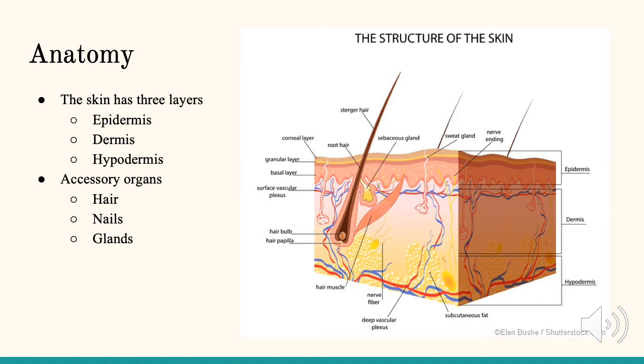I'm going to begin by talking about the components that make up your skin. Although it seems simple, the integumentary system has a complex anatomy. The skin has three layers: the epidermis, dermis, hypodermis, and several accessory organs such as hair, nails, and various glands. These layers collectively are called the cutaneous membrane and make up the largest organ in the body.